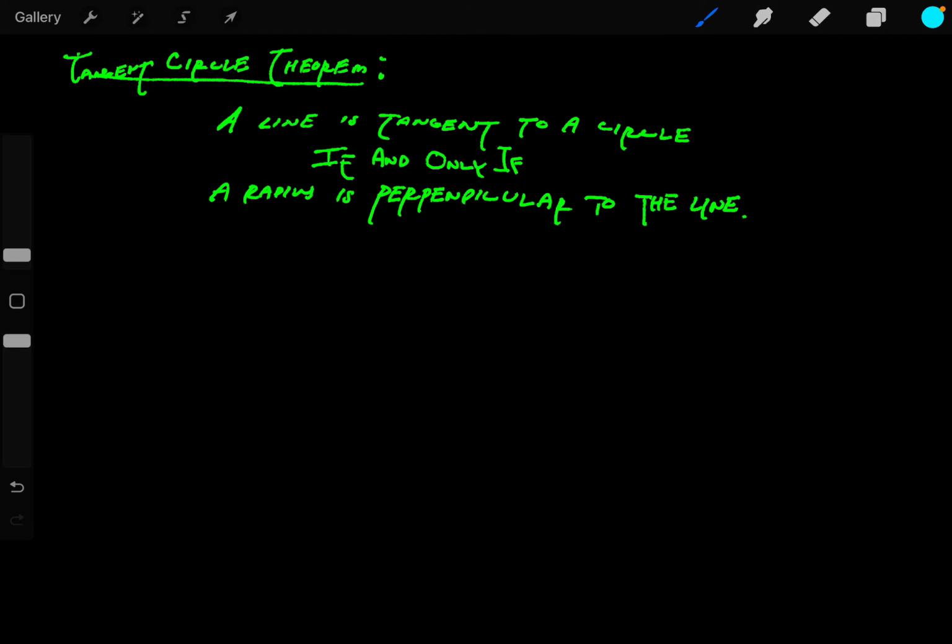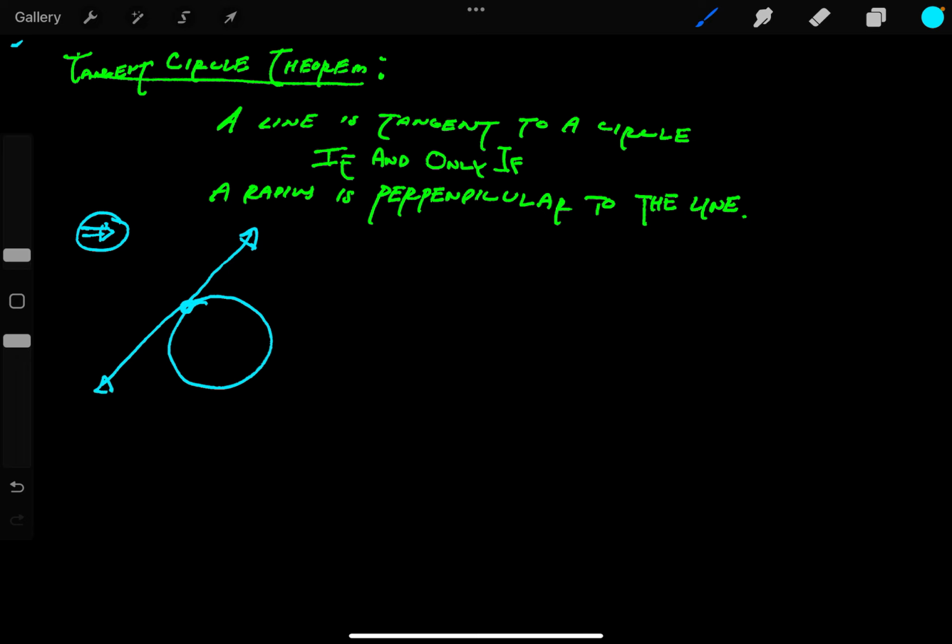Okay, so let's prove the tangent circuit theorem. So basically it's an if and only if. So I'm going to write this direction first. I'm going to draw a picture. I'm going to say a line is tangent to a circle. So I have that it's tangent. That means that it hits at one point. So here's my line L, and then here's my circle.